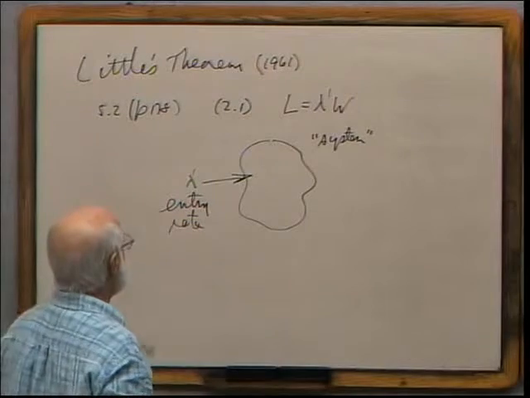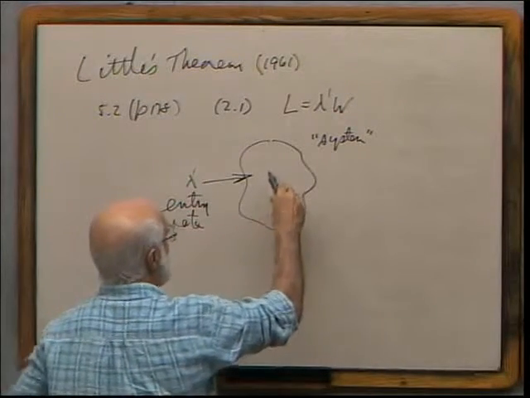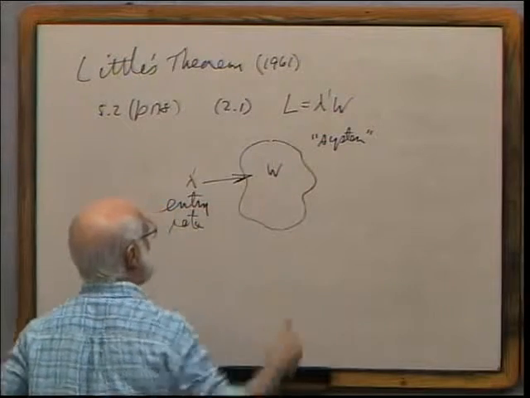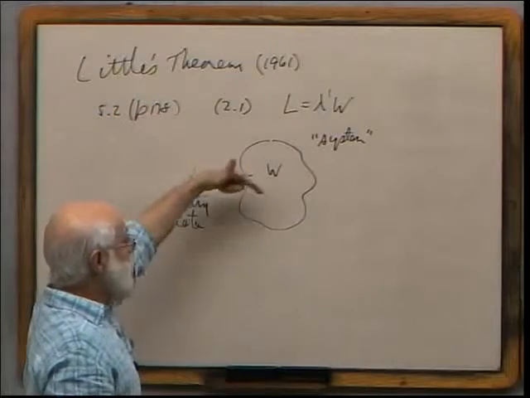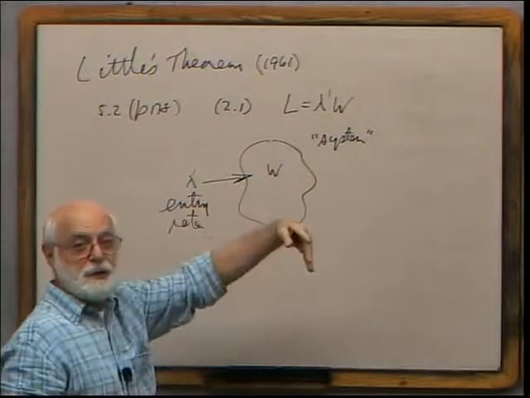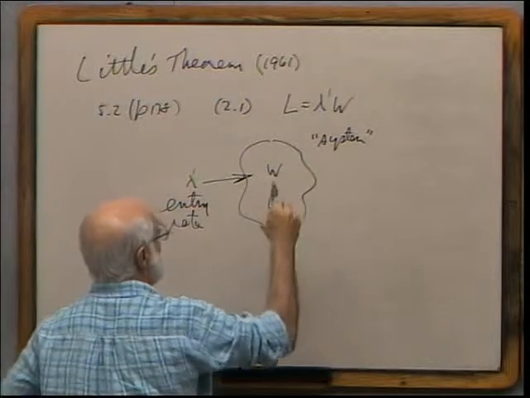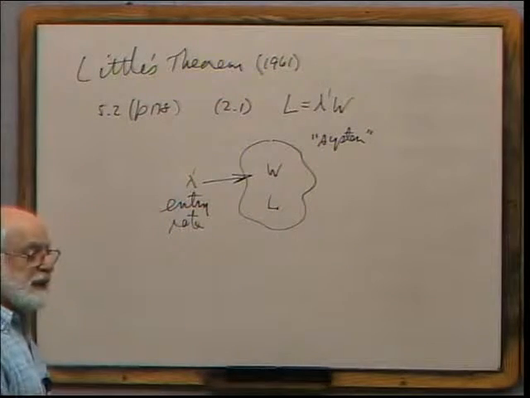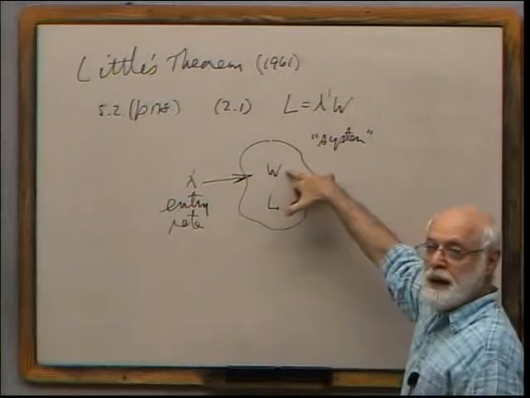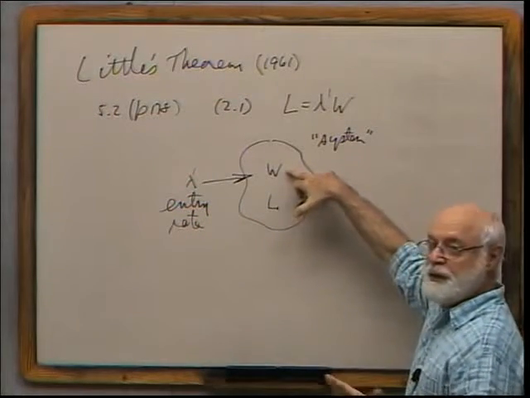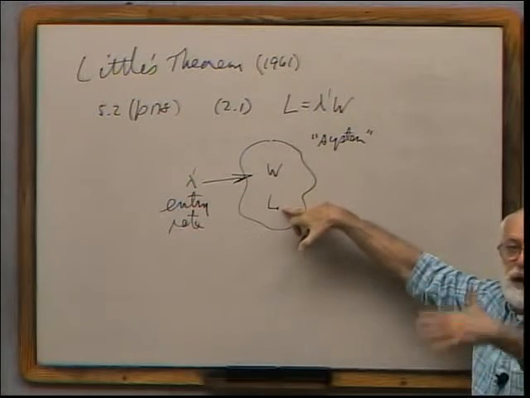Now, when the customers enter the system, they stay there for an average length of time, which we'll call W, which stands for waiting time. And while they're there, having their lifetimes expire, so to speak, on average, there's L of them present. And the idea is to find the relationship between the average amount of time that a customer spends in the system and the average number of customers who are present having their lives spent.